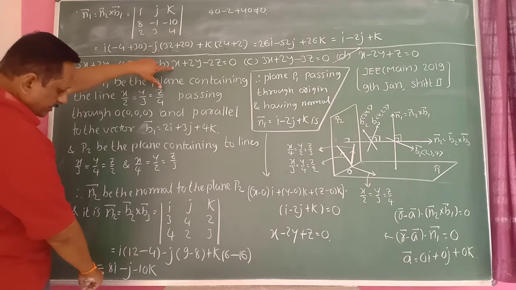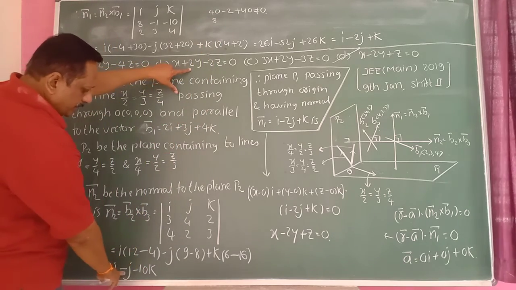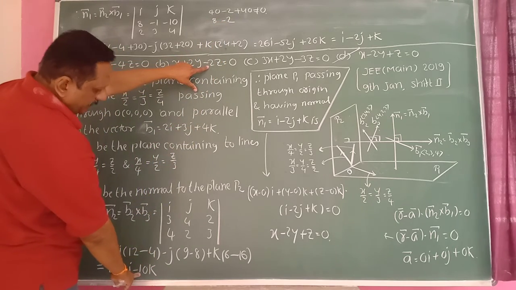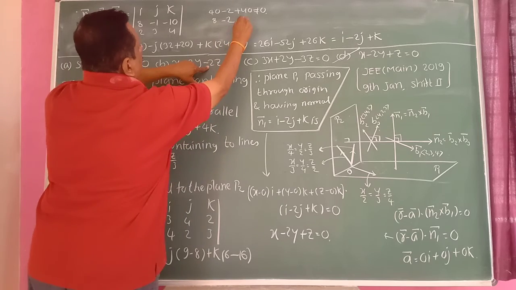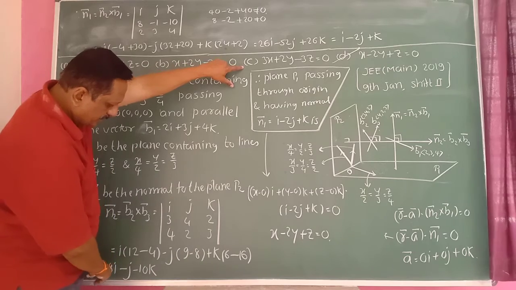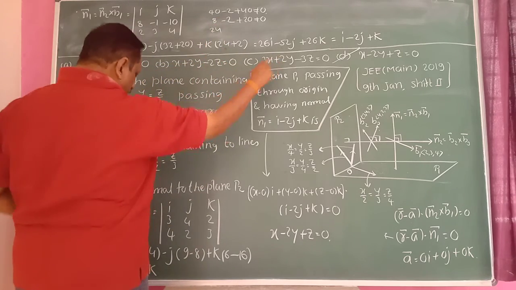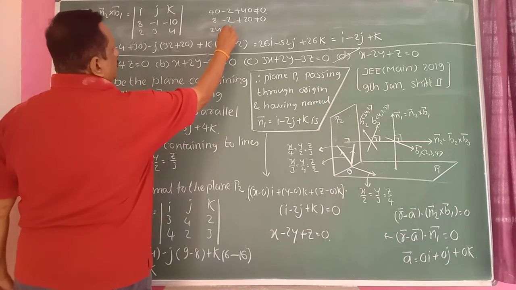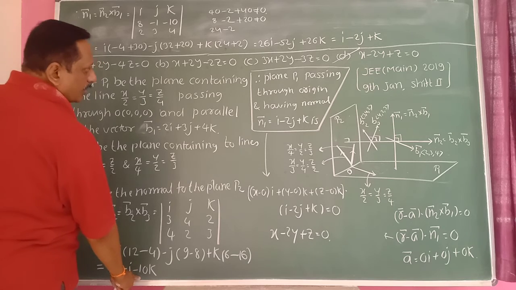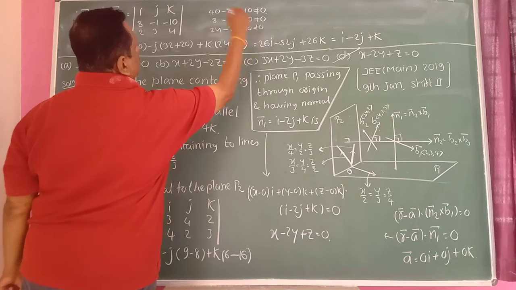Take this one: 8 into 1 becomes 8, then 2 into 1 becomes 2, minus 2, then minus 2 into minus 10 is plus 20. Again this is not equal to 0. Take this one and this one: 8 times 3 is 24, then 2 into 1 is 2, minus 2, minus 3 into minus 10 is plus 30. Again this is not equal to 0.